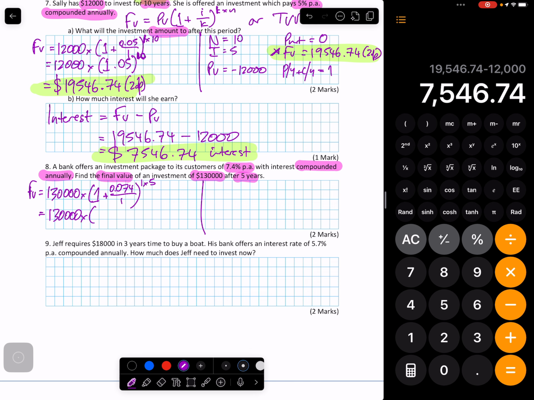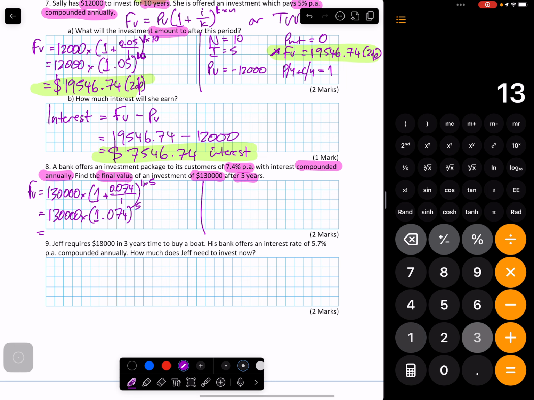So clean it up, 130 grand times 0.074 divided by 1 is the same thing. Add 1 to it, so it's going to be 1.074 to the power of 1 times 5 is 5. Calculator time, 130 grand times bracket 1.074 and bracket to the power of 5.